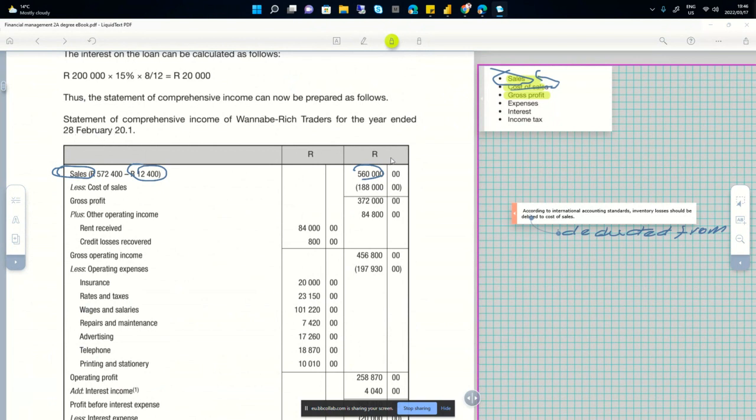You did a bit of accounting in the first year, so this should not be a problem to you. Okay, so less cost of sales. We know what the cost of sales is. Then we obtain our gross profit. This we can call the gross profit of the business.